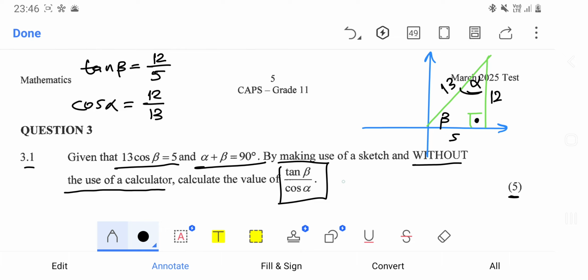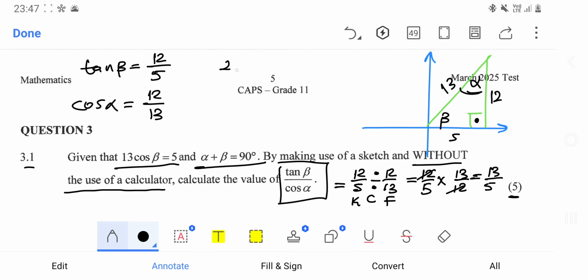So the value here is going to be 12 divided by 5, divided by 12 divided by 13. We keep 12 divided by 5, change the division sign to multiplication, and flip the second fraction, 12 divided by 13, so it becomes 13 divided by 12. Then 12 will cancel out with 12, and we remain with 13 divided by 5.